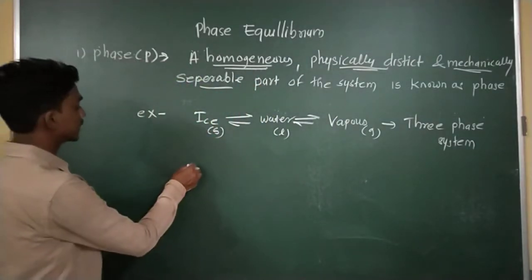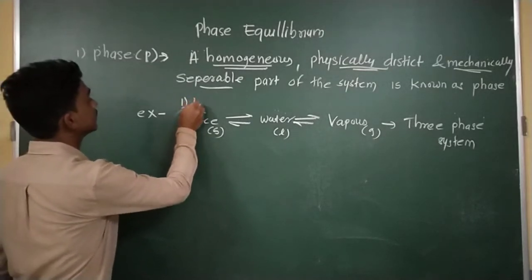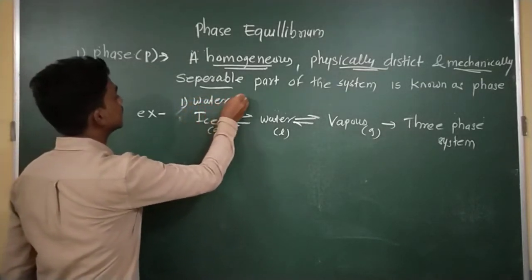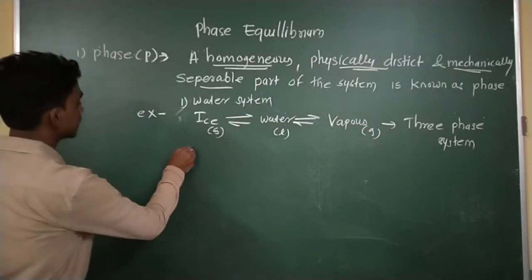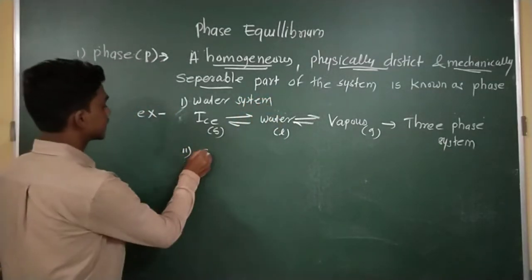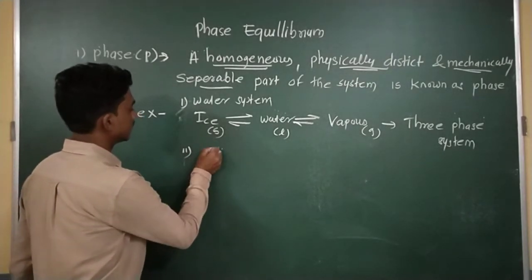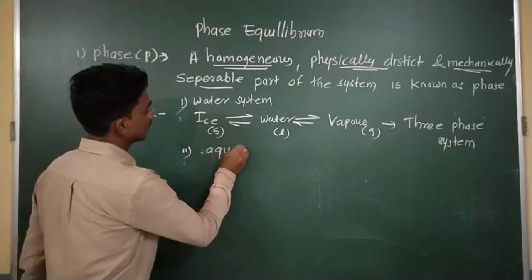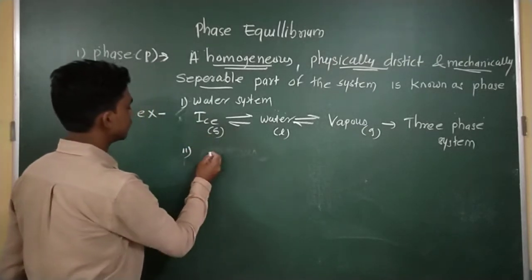If I am taking another example, this is the first example, I can say this is the water system. Second, aqueous. I am writing in short.